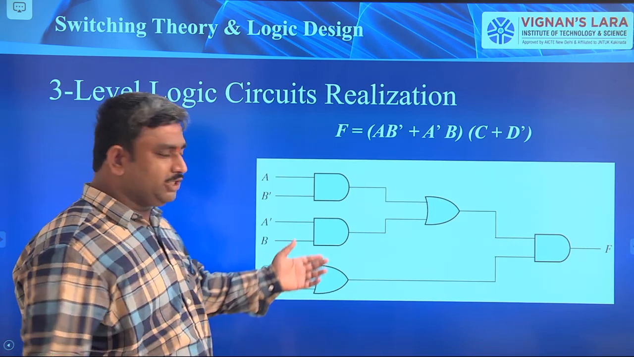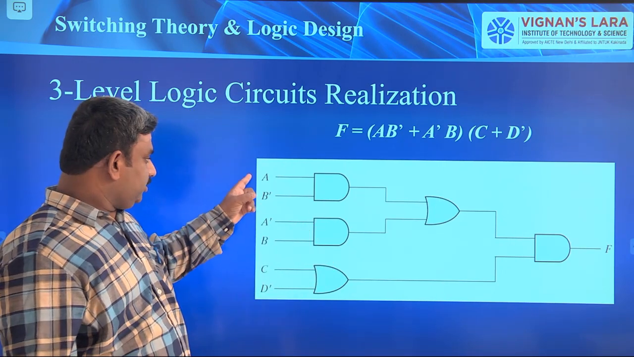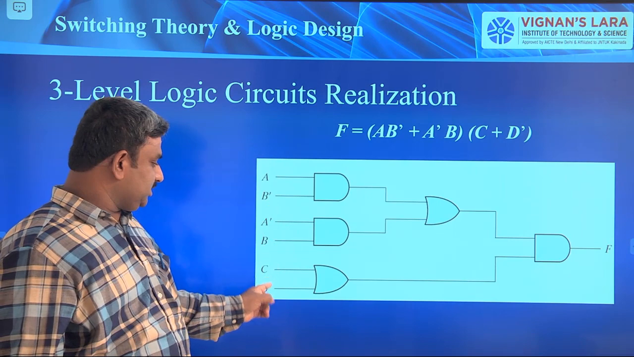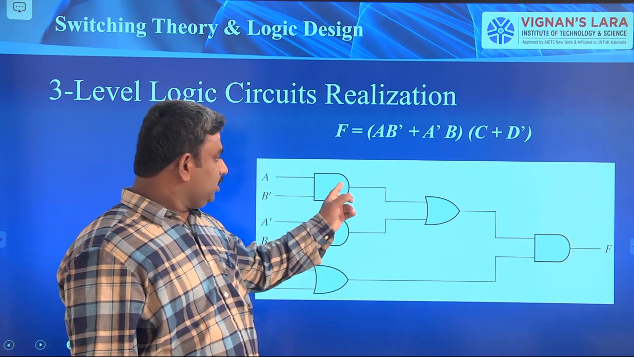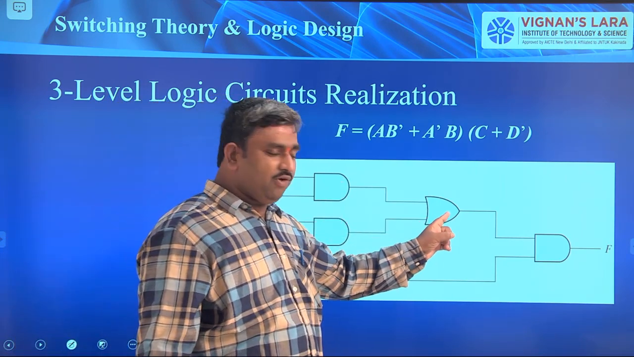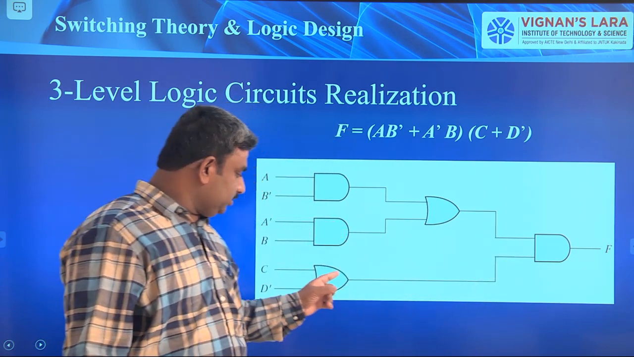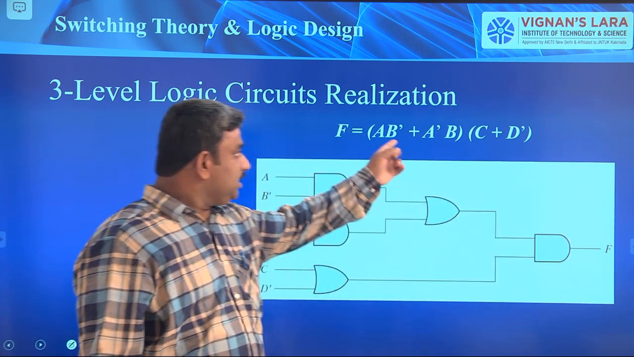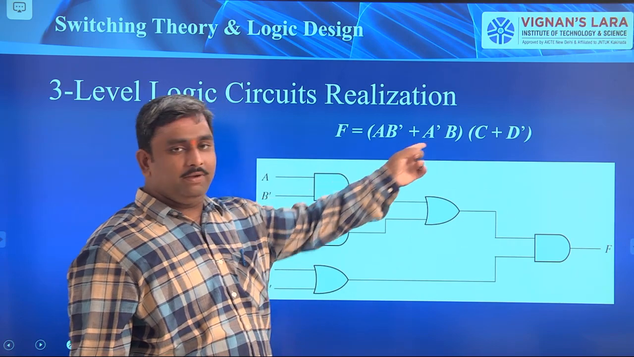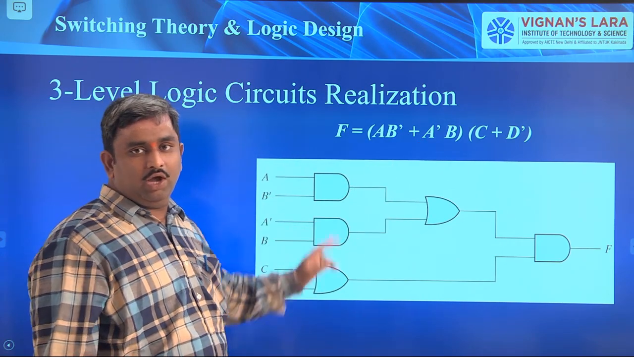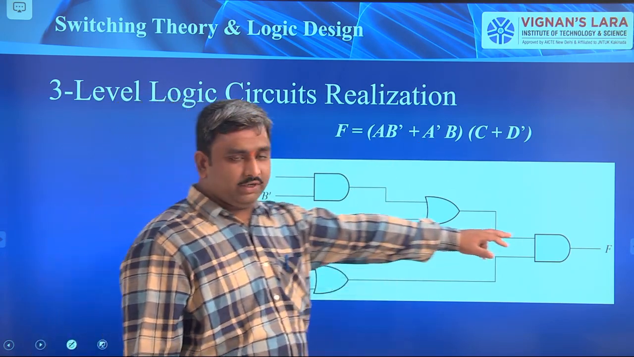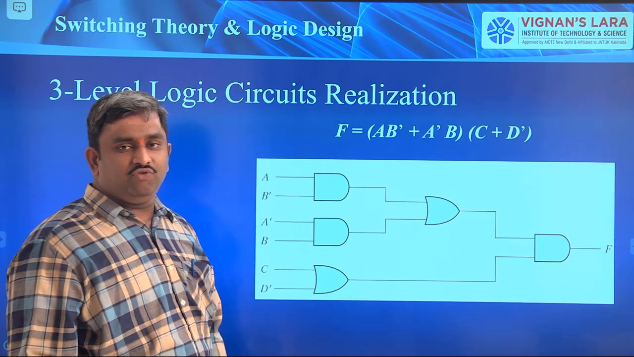Next, see the simplified diagram here. This is the final expression we have drawn here. The first one is A B bar, next A bar B, next C D bar. So this is an OR gate operation. These two AND gates we have to sum, and after making the sum, you have to take the product of this operation and this operation. That is the first term A B bar plus A bar B, and the second term C plus D bar. You have to take the product of these two. So this is the final function representation.